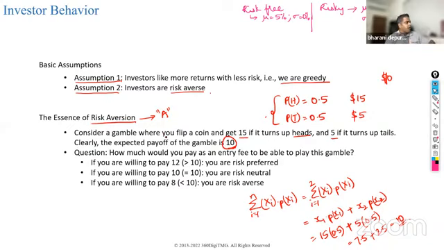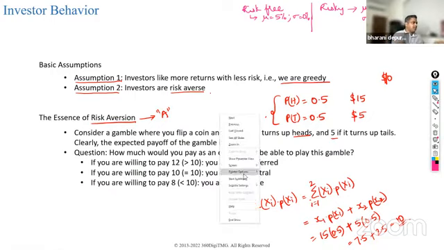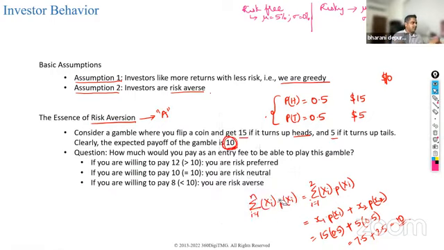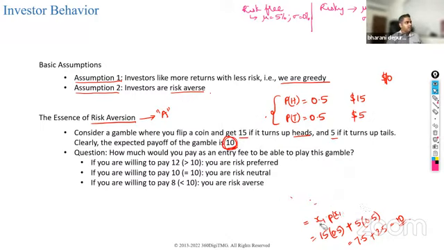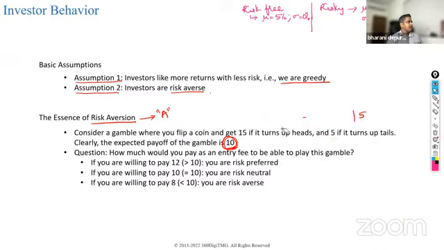How much would you pay as an entry fee to be able to play this gamble? So you're saying that on an average you get $10. If you play a lot of games, on an average you get $10. And that's how we calculated this, right? So if I say on an average you get $10, yeah, I think I as well should have everything. So that's okay.